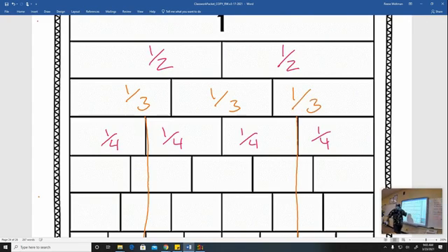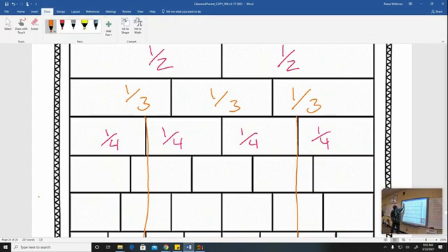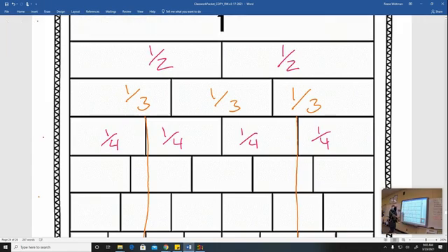Now we already did the fourth, and we drew the line down. And I'm going to show you guys again why I had to draw the lines down. But let's finish filling these in first.